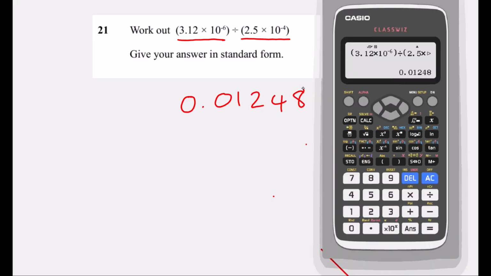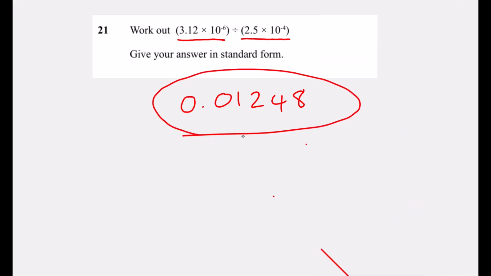The alternative to that is using this button down here, a standard form button. So you can just write 3.12 times 10 to the power of negative 6. You don't have to write it as a power. You just write the button and then negative 6 divided by 2.5 times 10 to the power of negative 4, and you get the same answer. That is the answer, but it's not in standard form. We need a number between 1 and 10 times 10 to a power. So between 1 and 10, we'll have 1.248, and then times 10 to the power of something.